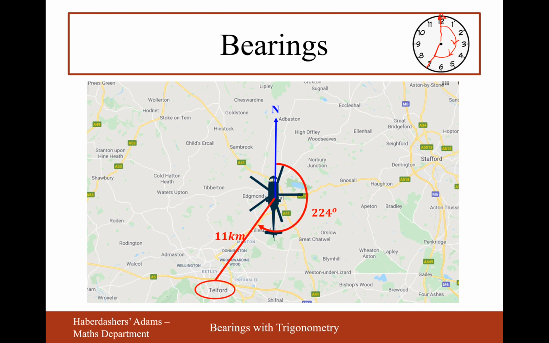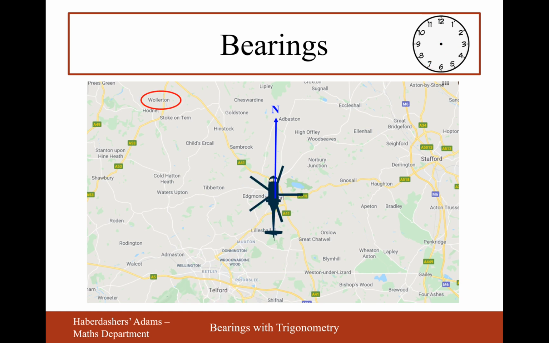Now, what the helicopter pilot might not do is turn around like that. That might be a waste of time for them. But as long as you're telling them 224 degrees round, they would be able to work out what this angle is by doing 360 minus it. They'd probably turn that way round and then fly 11 kilometers. But you would tell them the number 224 as the bearing.